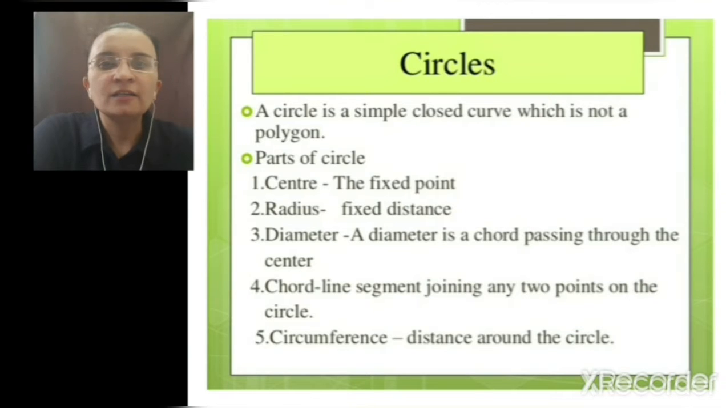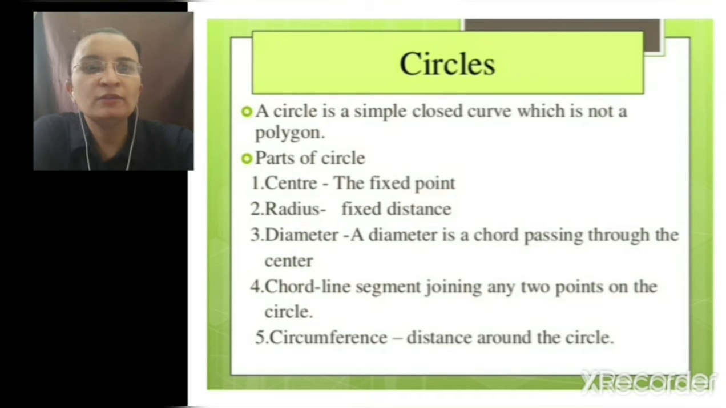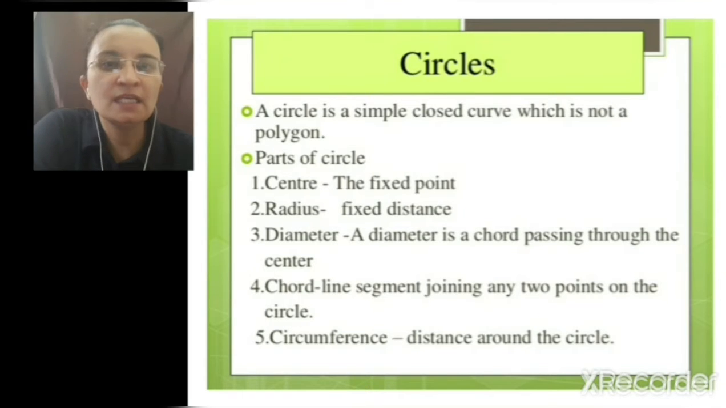Let us learn about parts of circle. Center. The fixed point in a circle is center. Middle point of a circle is called its center. Radius, diameter and chord. These are the parts of circle. We'll explain about these parts in detail afterwards.